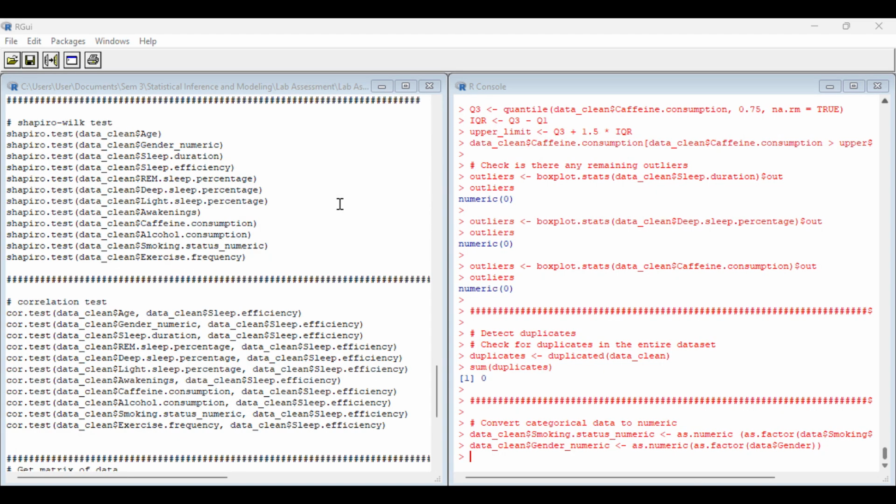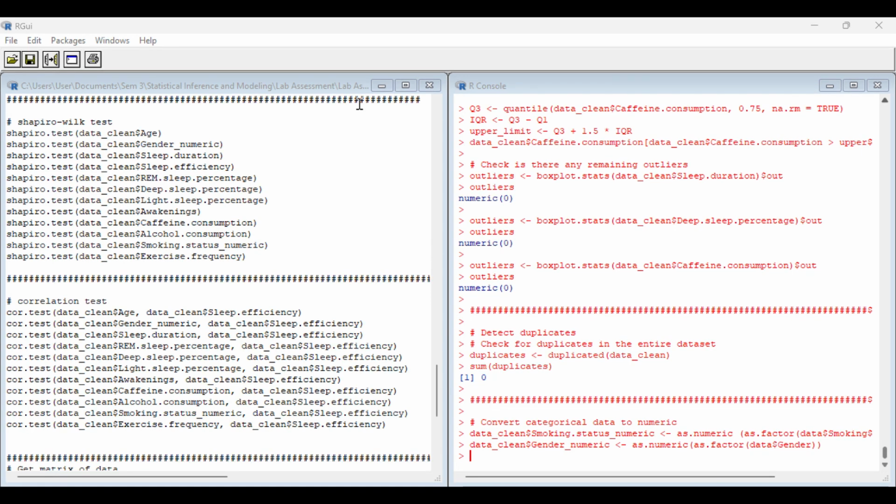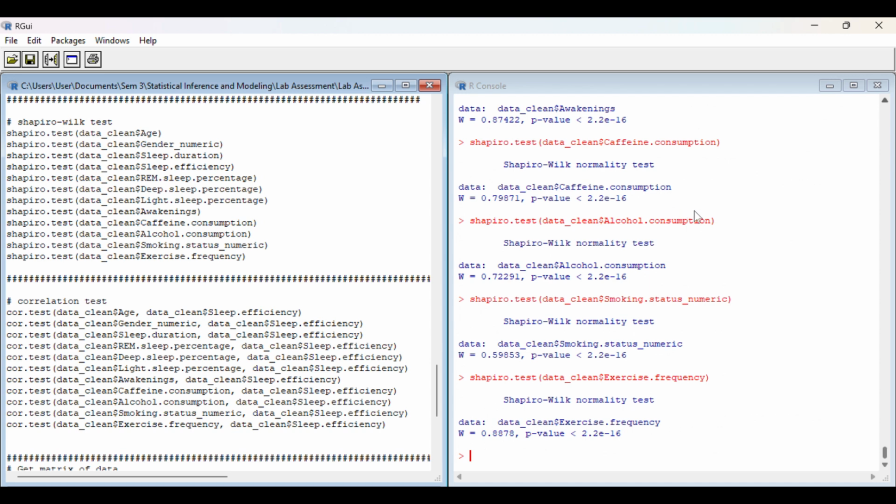To begin, I conducted the Shapiro-Wilk test to check the normality of the data using the shapiro.test function. This test assumes a null hypothesis that the data follow a normal distribution. And now we run the code. As we can see, the test produces a W statistic and a p-value to interpret the result.